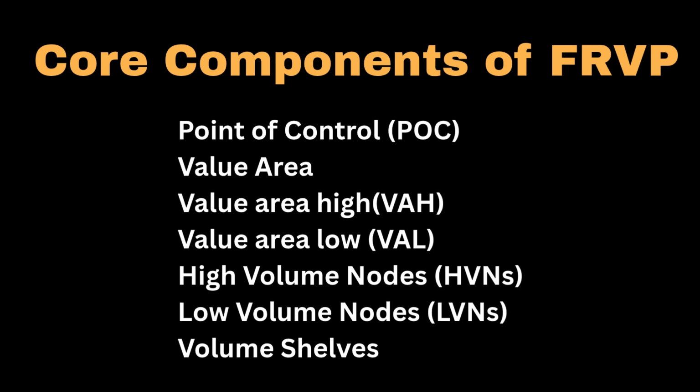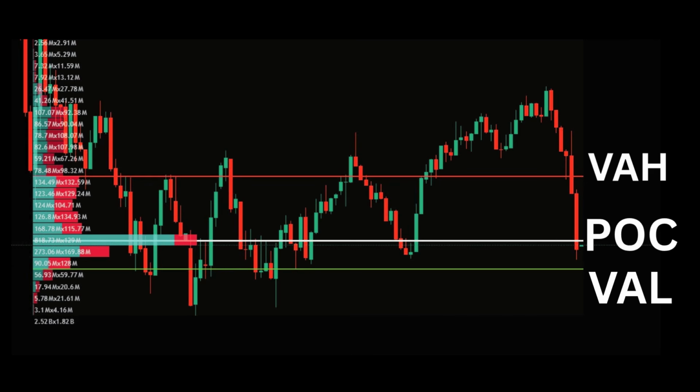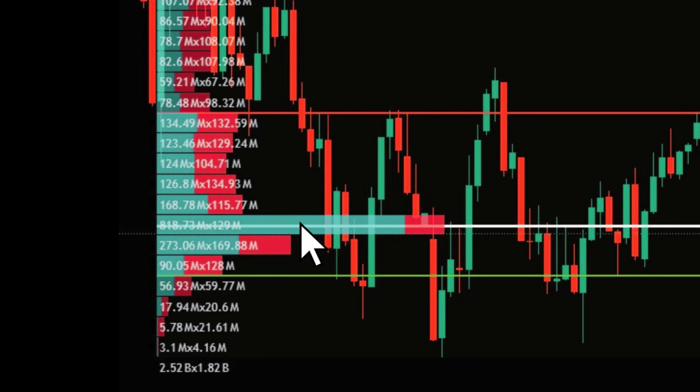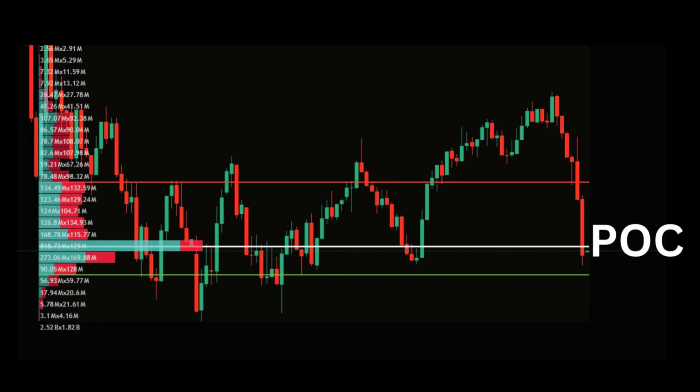Let's break down the key elements that make up every FRVP histogram. Point of control, POC. This is the price level with the highest traded volume within your selected range. It's where the most buying and selling occurred. Think of it as the market's idea of a fair price. Price often reacts at the POC, making it a great level to watch for entries, exits, or rejections.